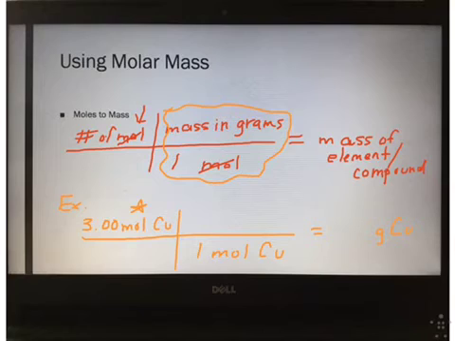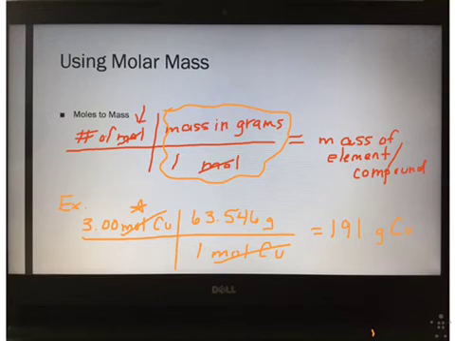The molar mass of copper, if you remember how to do that, you look at copper on the periodic table. Copper's molar mass is 63.546 grams per 1 mole. So now I can cancel out moles, and all I have to do is multiply across the top, multiply across the bottom, and divide, and it gives me this answer. There are 191 grams of copper in 3 moles of copper.